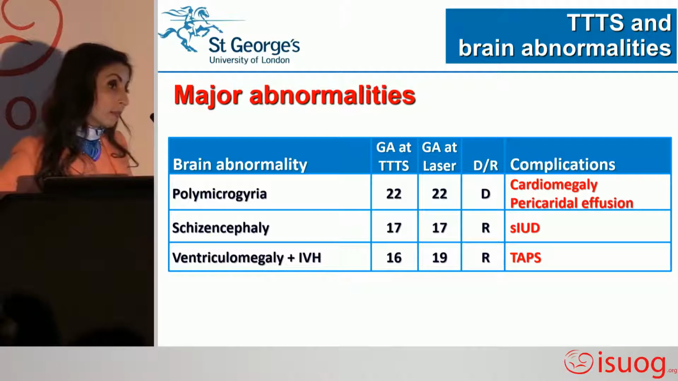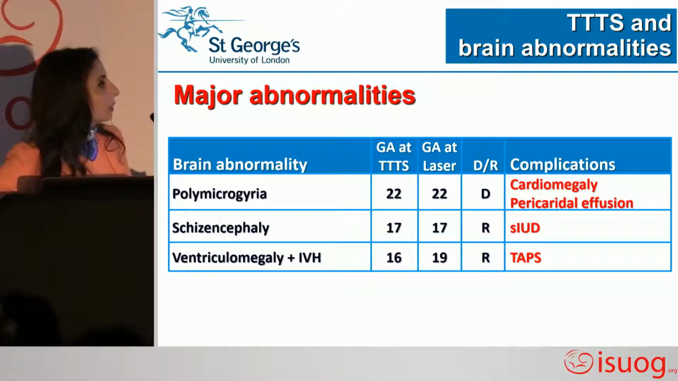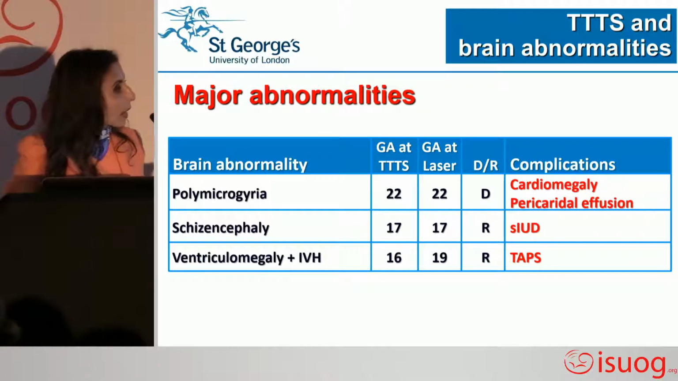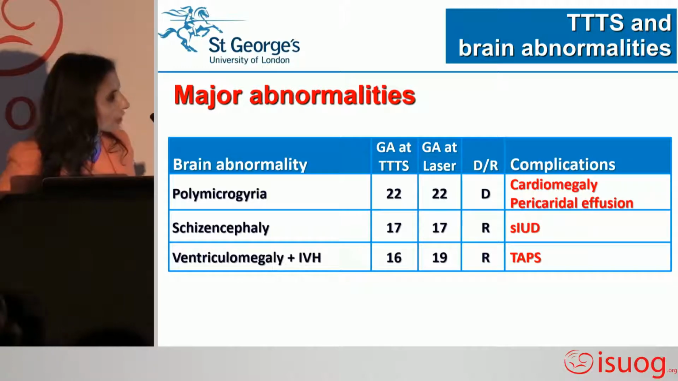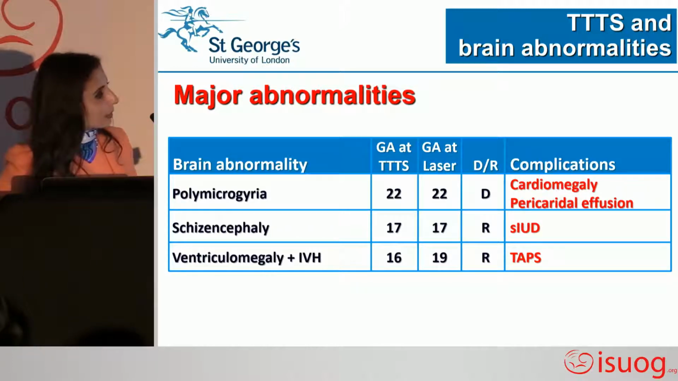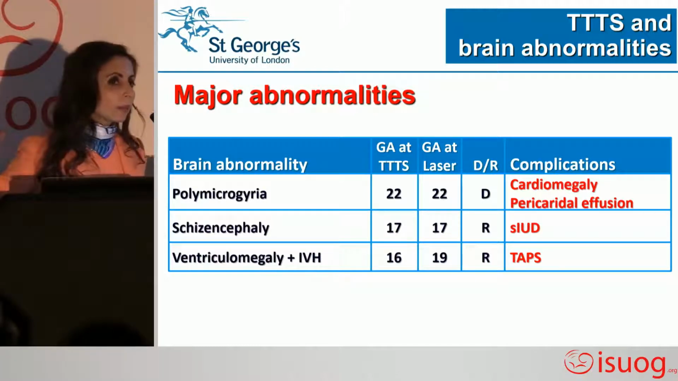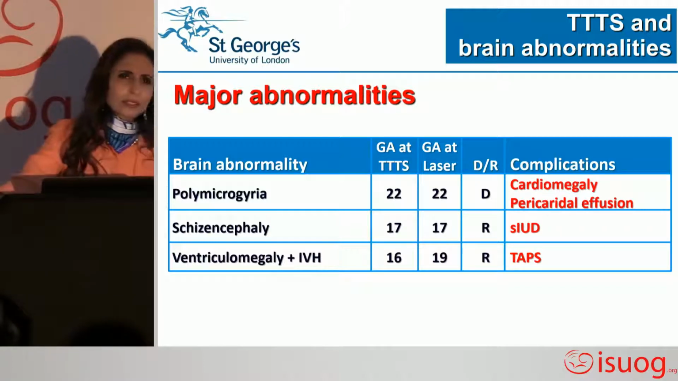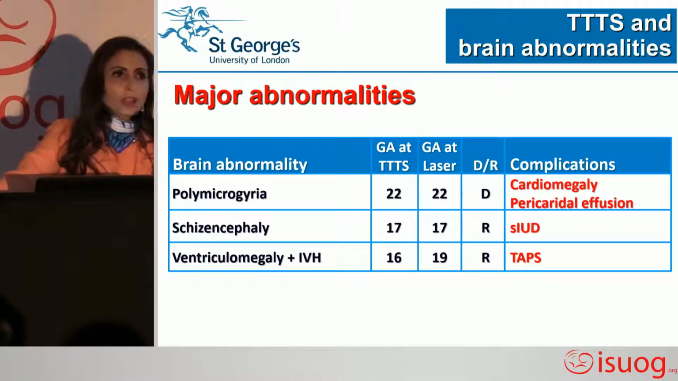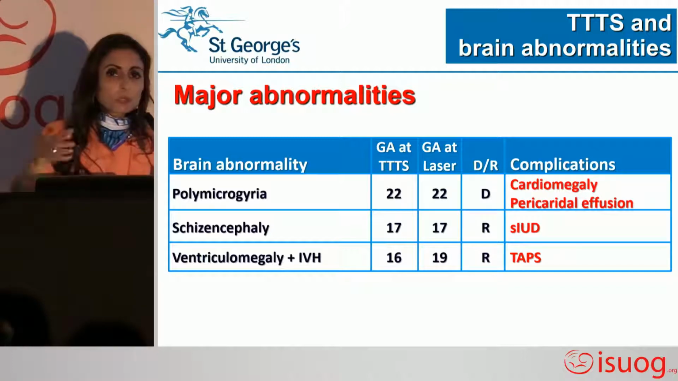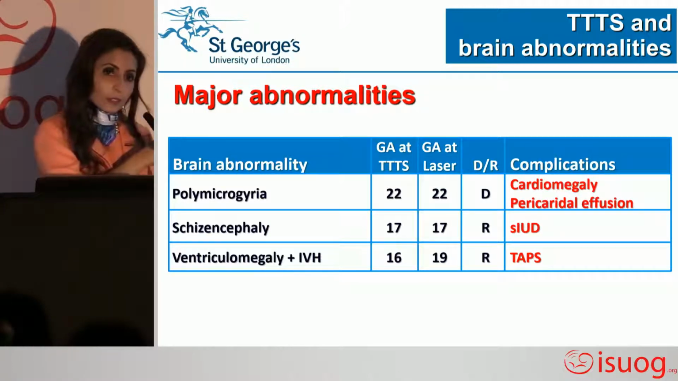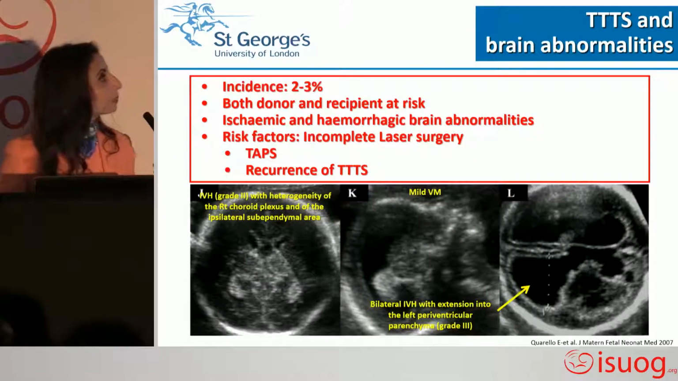And you remember yesterday we said that if there is single intrauterine demise after the laser, there is still a risk of brain abnormalities. The third case, which had ventriculomegaly and intraventricular hemorrhage, again had early onset TTTS at 16 weeks, progressed and had the laser at 19 weeks. The baby that was affected was the recipient, and this case was complicated by post-laser TAPS. Some centers would say, I can't do an MRI for all these cases, we don't have the money. Perhaps you can restrict MRI to the cases that are complicated, not really straightforward TTTS.